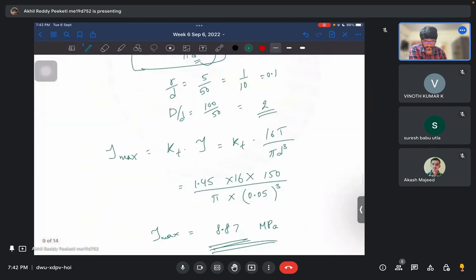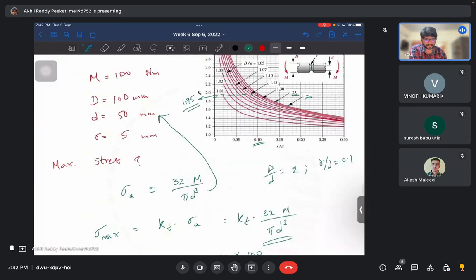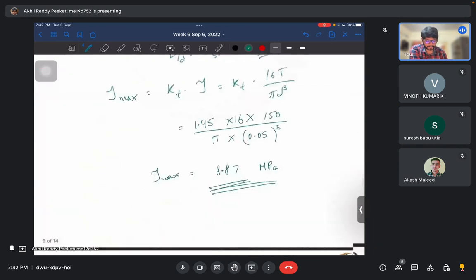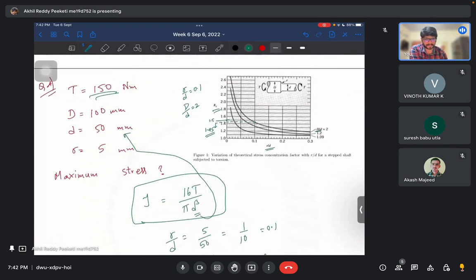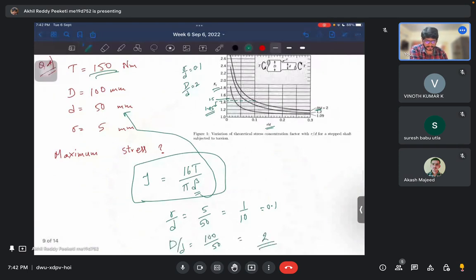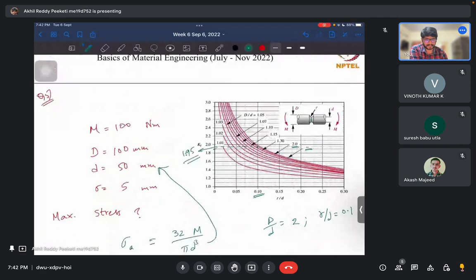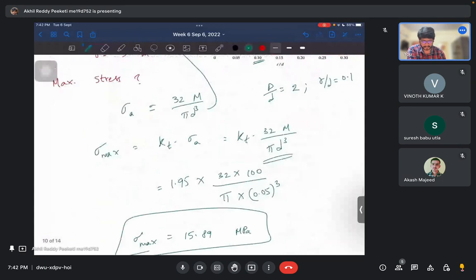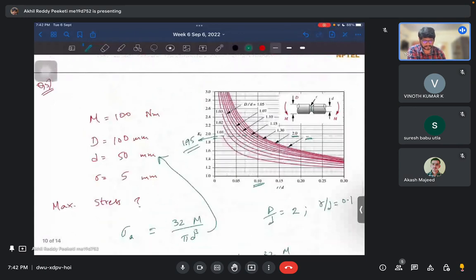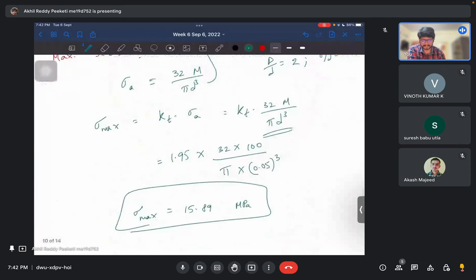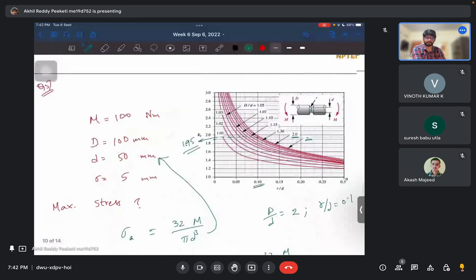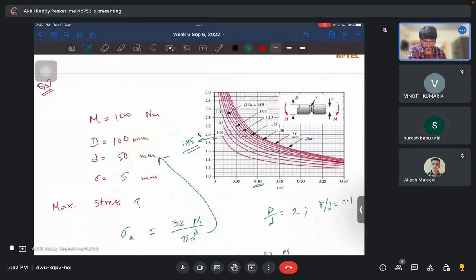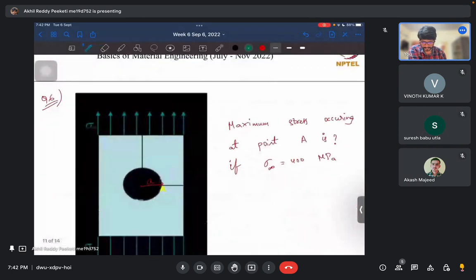In the cases where both M and tau are there, you should use individual concentration factors to get the possible tau max and possible sigma max. Possible shear stress maximum and possible axial stress maximum at a point. Then you can do the safety factors and the rest of the analysis if you are asked. Here we are only asked the maximum stress, so this is how you should do it. Is this clear? Let's move on to the next question.